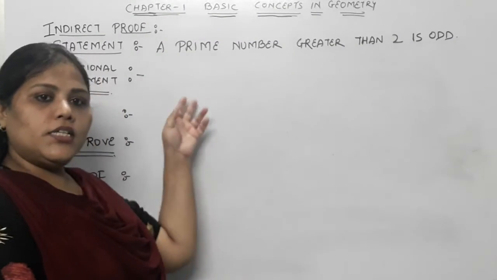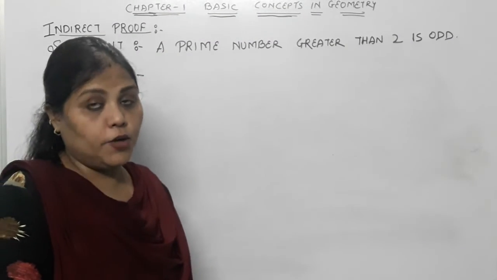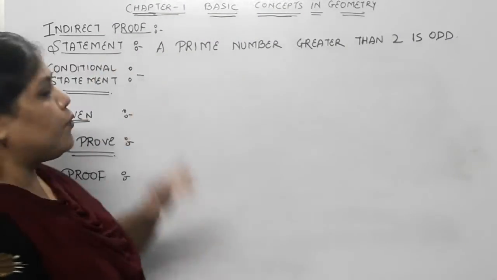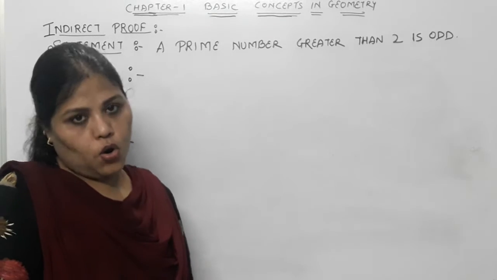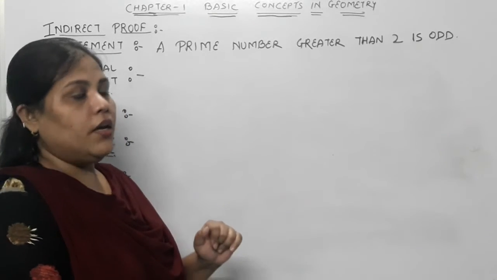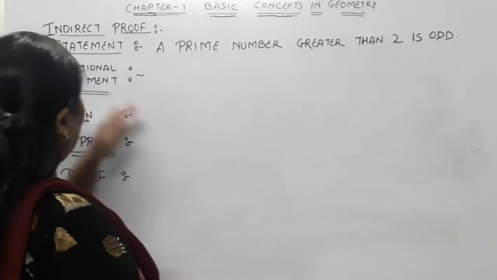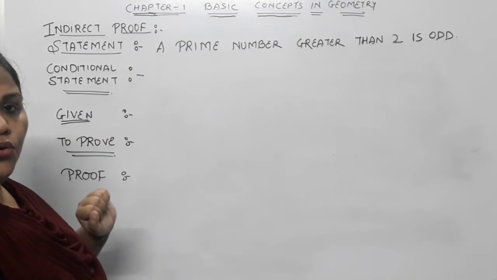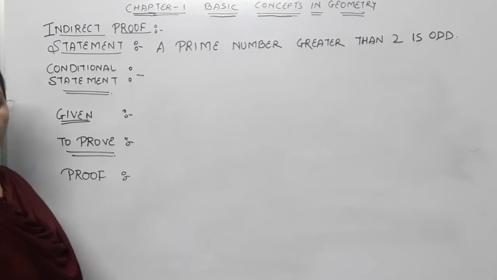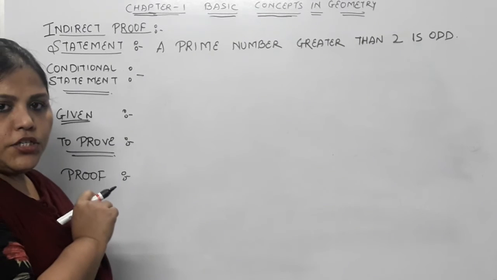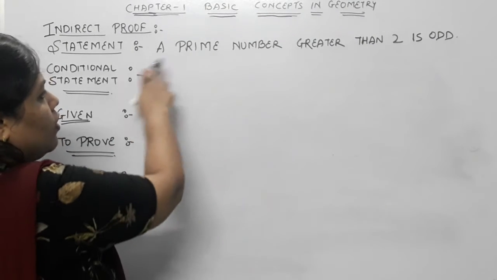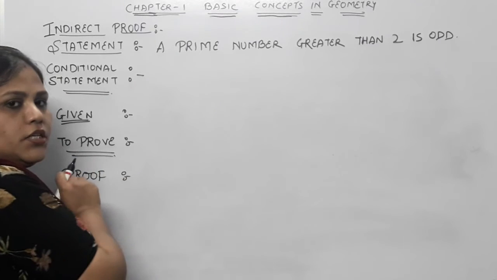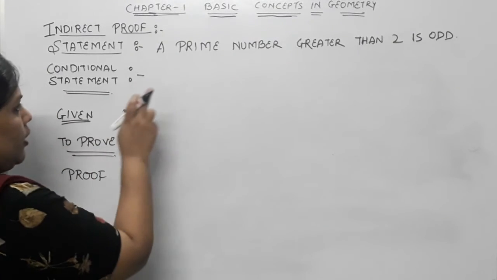Now we'll see our second proof, that is indirect proof, and the statement provided to you is a prime number greater than 2 is odd. We have to prove this in an indirect way. Now, if this is the statement given to you, what will be its conditional statement? For framing a conditional statement, we will apply if and then. So, I'll put if and then and frame this statement as a conditional one again.